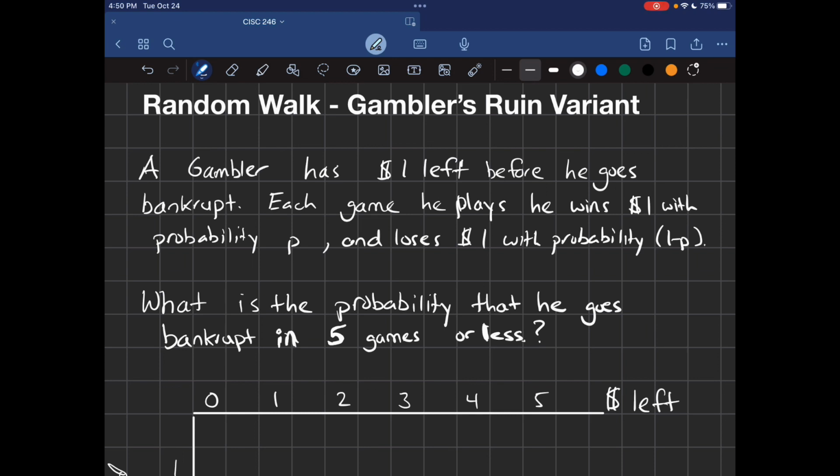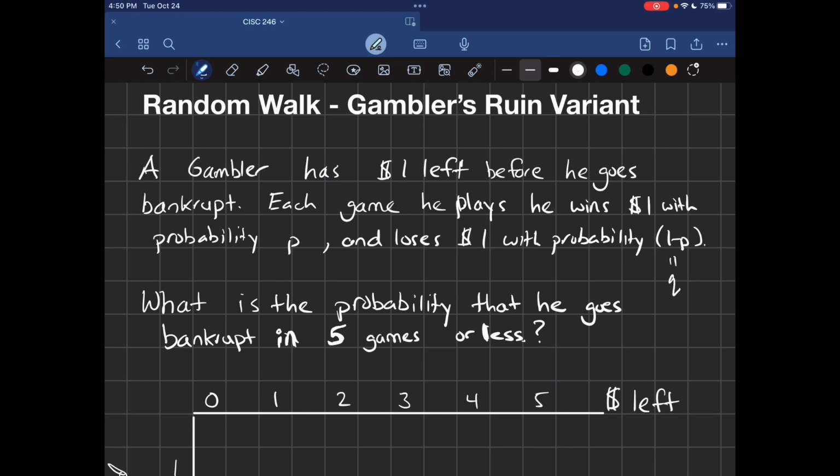A gambler has $1 left before he goes bankrupt. Each game he plays, he wins $1 with probability P and loses $1 with probability 1 minus P. And we're just going to call this equal to Q, just so I don't have to keep writing 1 minus P. It's called a random walk because some features of a random walk include that you kind of go up and down in value.